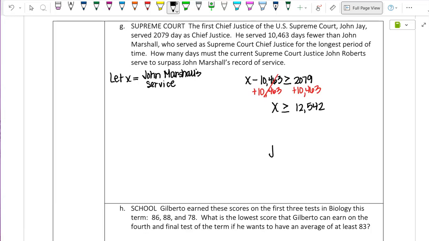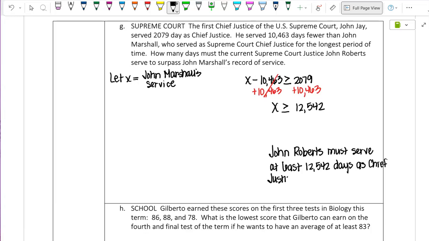So John Roberts must serve at least 12,542 days as Chief Justice to surpass John Marshall's record of service.